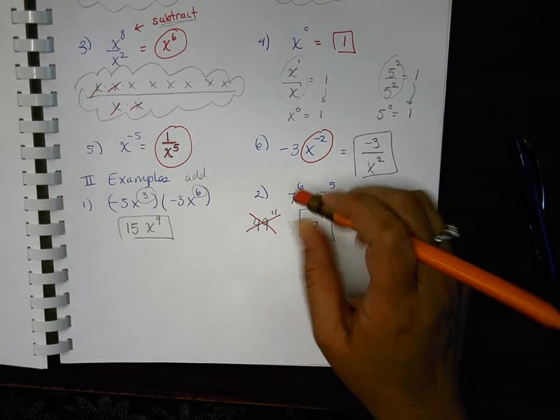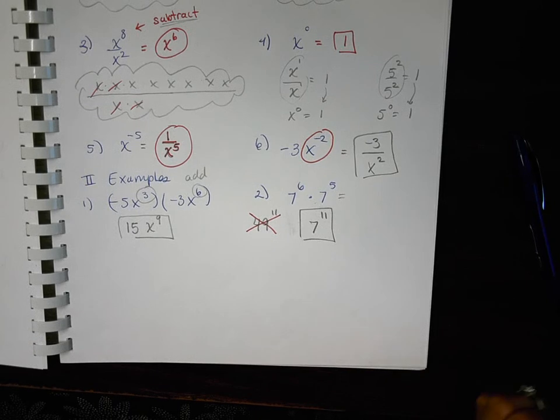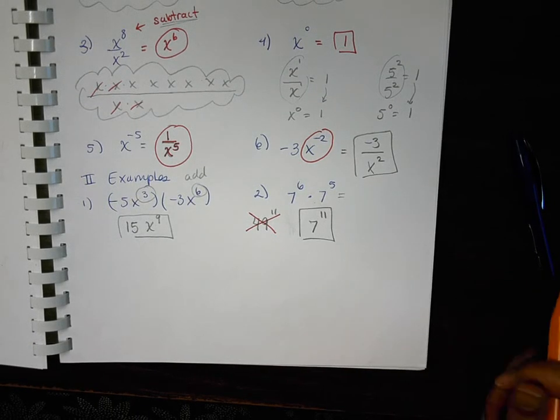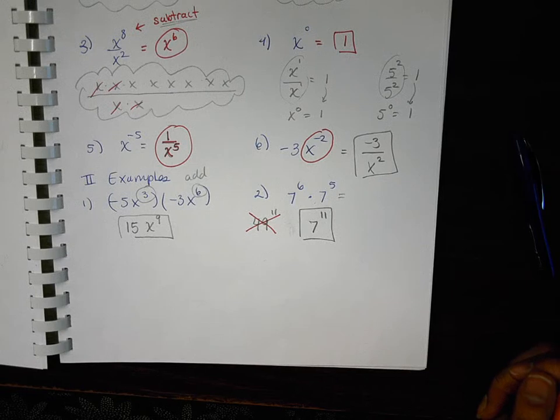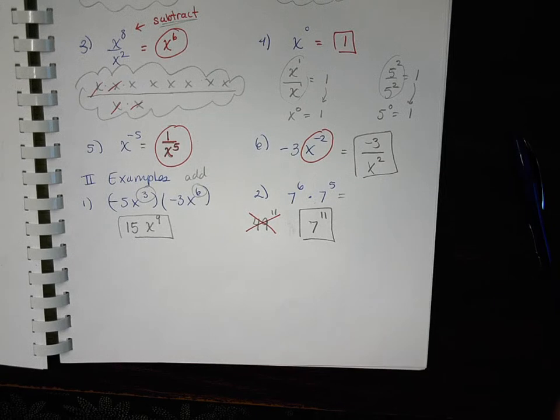Good question. If the bases were different, you couldn't do anything as far as adding exponents go. You'd have to simplify each one individually and go as far as you can go. But that's not going to happen for us today. And in the next lesson, where the variables are different, we'll talk about those. All right, questions on number 2.